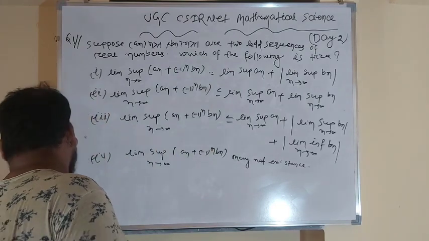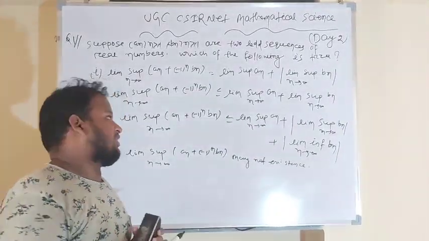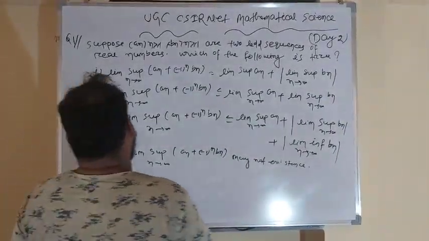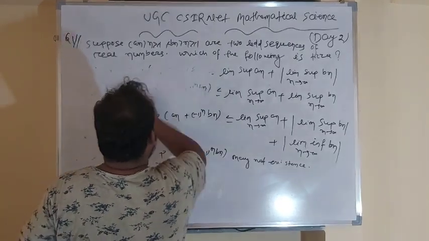Now, this is a very typical UGC CSIR NET mathematical science question. So how do we solve this question?